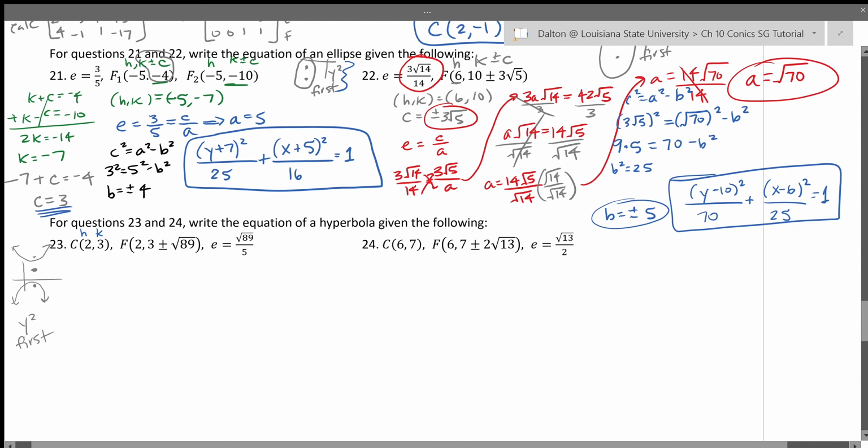Okay, so I know h and k have to be 2 and 3. I know if the y squared term is first, and if I'm looking at all of my equations for the hyperbolas, I know the foci are found by h, k plus or minus c. Well, we know h is 2 already, and we know k is 3 already, which implies that c must be the square root of 89.